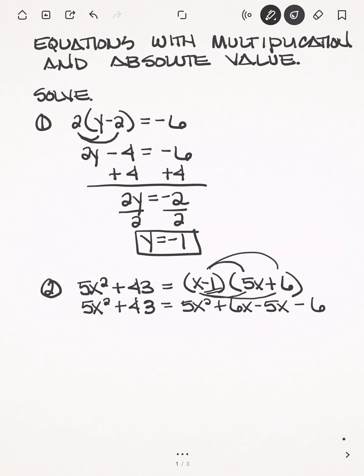All right, now, can you see something on both sides of the equation that are the same that we can cancel? Let's get rid of the 5x squareds. All right, so we have 43 is equal to 6x minus 5x simplifies to just plain old x minus 6. We're actually almost done. We have one more step. To get x by itself now, all I have to do is add 6 to both sides. And I have x equals 49.